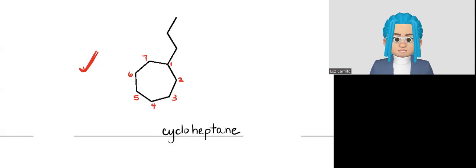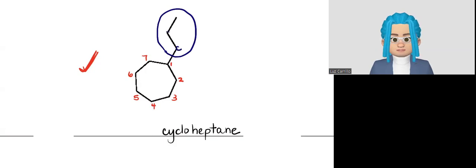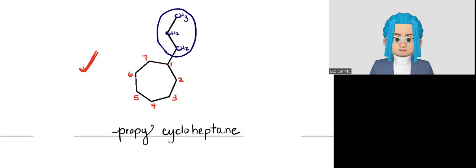When it comes to the substituent, there's a carbon right here, there's a carbon right here, there's a carbon right here. This is a CH2, CH2, CH3. So the name of that substituent is just propyl. Name of this molecule is propylcycloheptane.